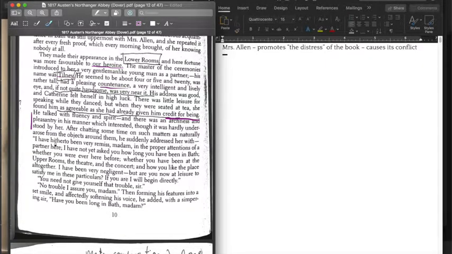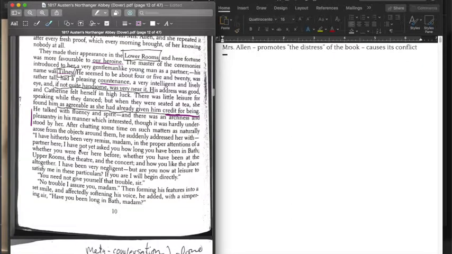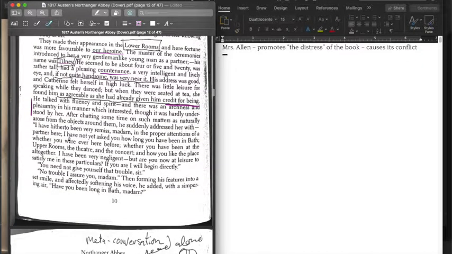After chatting some time on matters as naturally arose from the objects around them, he suddenly addressed her with, I have hitherto been very remiss, madam, in the proper attentions of a partner here. I have not yet asked, how long have you been in Bath, whether you have ever been here before, whether you have been in the upper rooms, the theater, and the concert. Again, this is like a meta conversation.